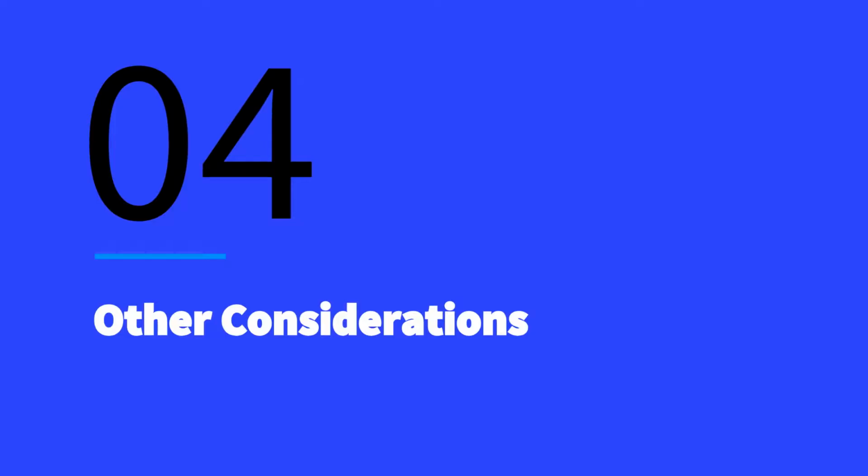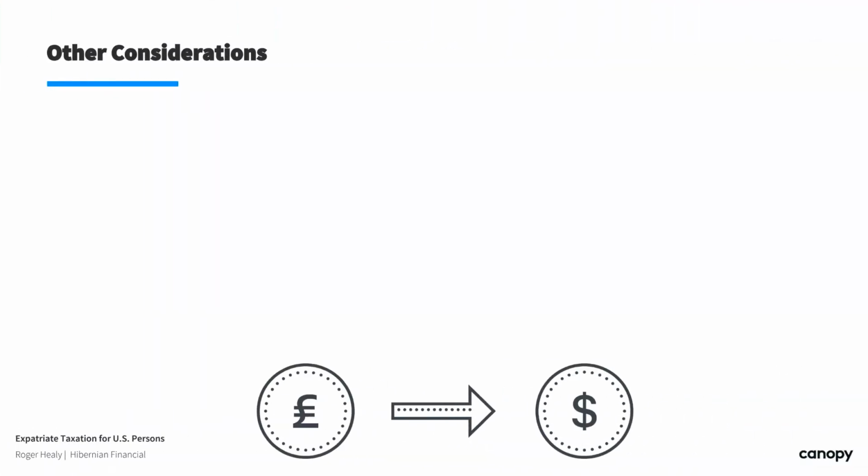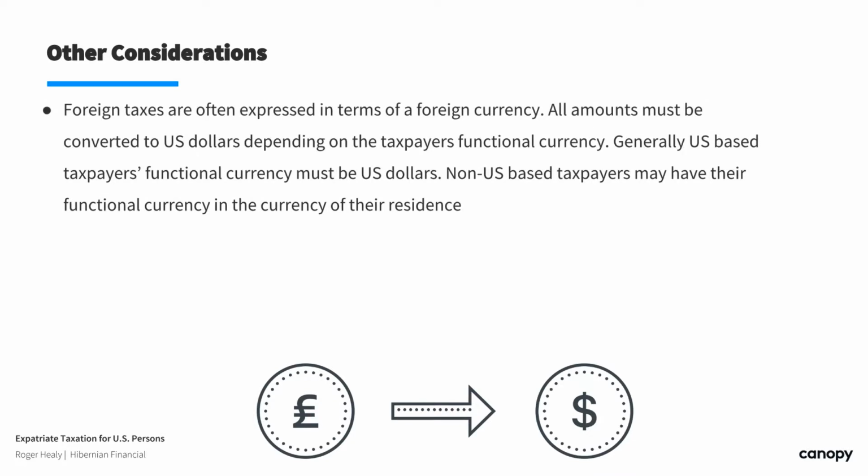So we want to look at a few other general considerations. Foreign taxes are often expressed in terms of a foreign currency, be they euro or pound sterling, but all amounts must be converted to US dollars, depending on the taxpayer's functional currency. Generally, US-based taxpayers' functional currency must be in US dollars. Non-US based taxpayers may have their functional currency in the currency of their residence. So if you are living in Europe, you may adapt your functional currency to euros.